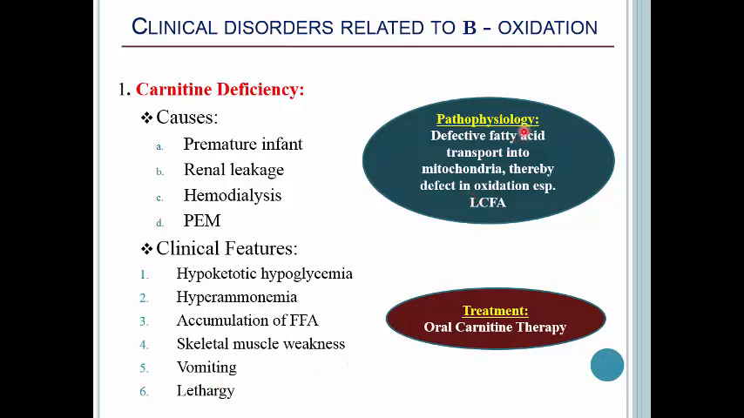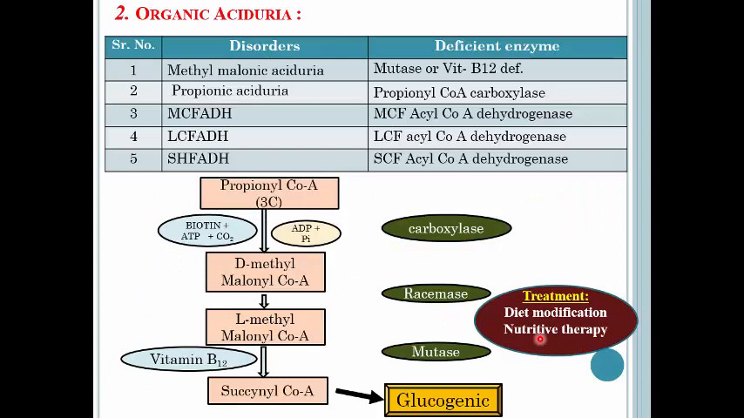What is the pathophysiology of that? If carnitine is deficient, as we all know, long chain fatty acid cannot be transported across the mitochondrial membrane without the carrier protein, that is carnitine, right? So in the deficiency of carnitine, long chain fatty acid cannot be utilized by the body, and the only treatment for carnitine deficiency is oral carnitine therapy.